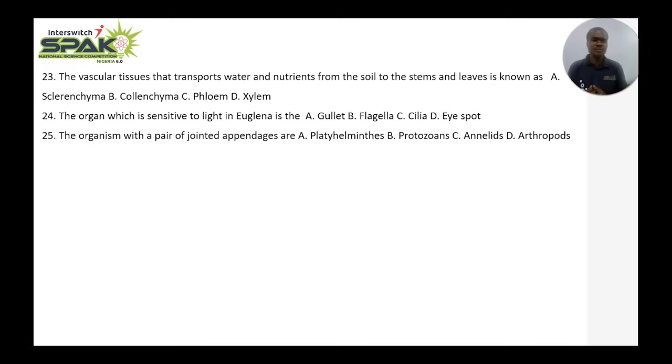The organism with a pair of jointed appendages is A, Platyhelminths? No. Protozoa? No appendages in protozoa, no appendages in flatworms.